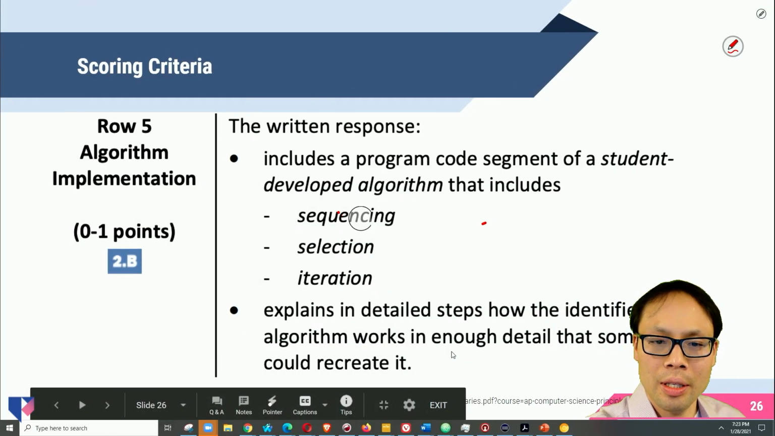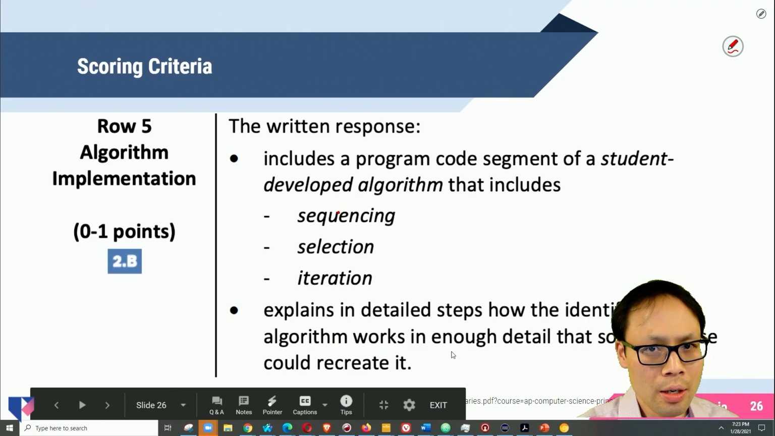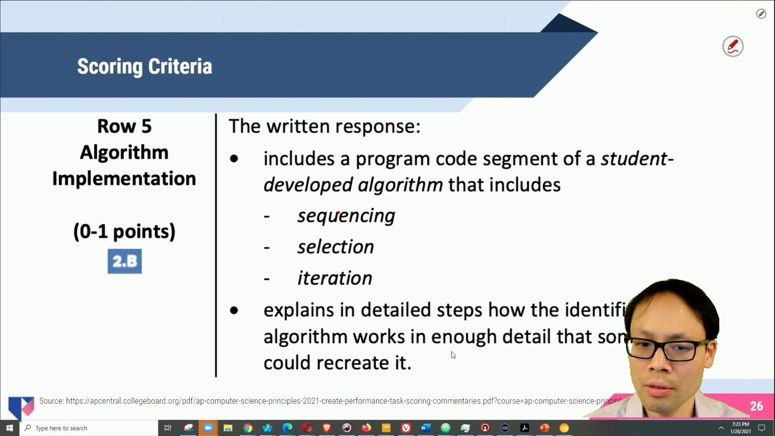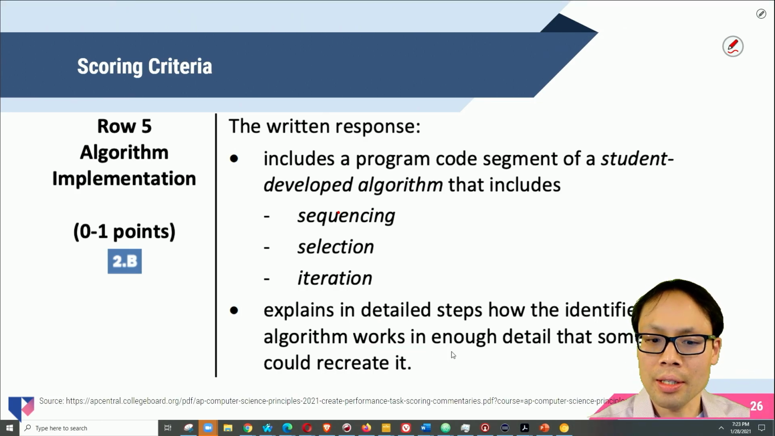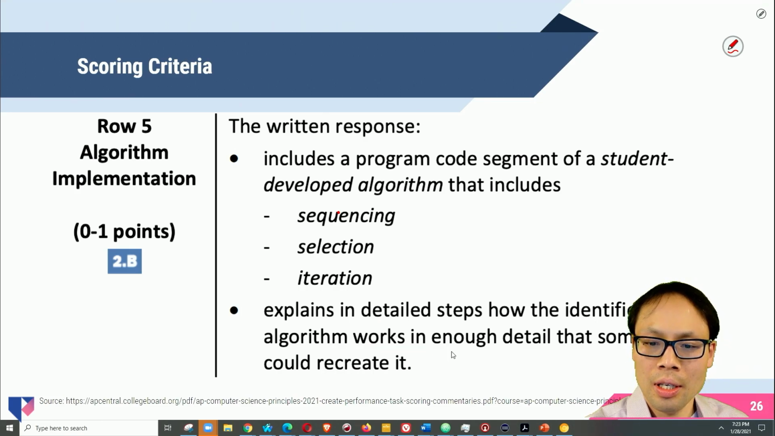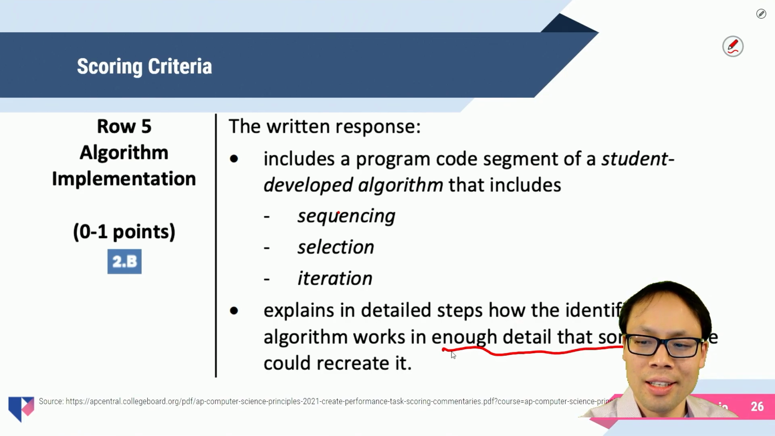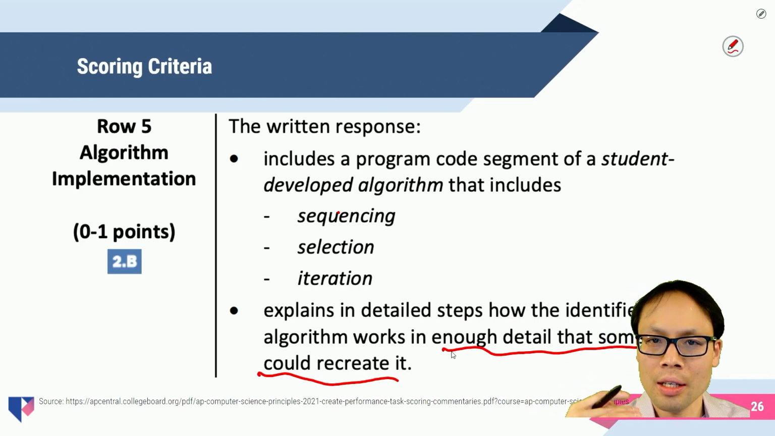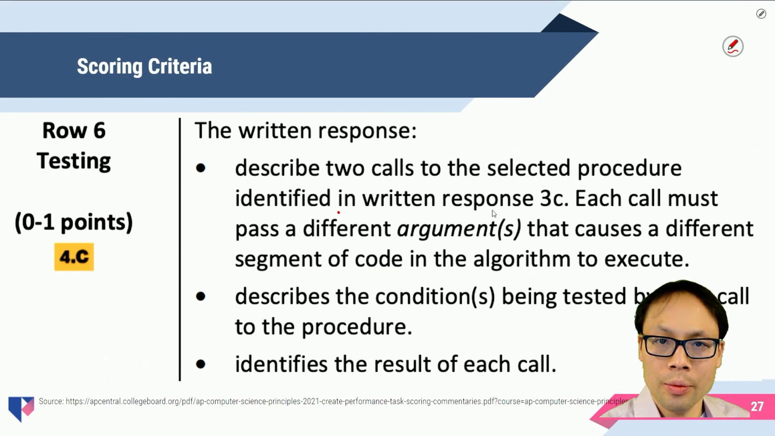All right, algorithm implementation. So again, now you have to include all three: sequence, selection, and iteration, and also explain in detail how the identified algorithm works, in enough detail that someone else could recreate it. So again, College Board is looking for very specific things. And again, I think they're trying to get students to explain more of their work and have it be more meaningful.